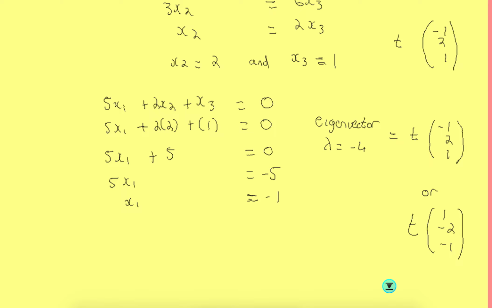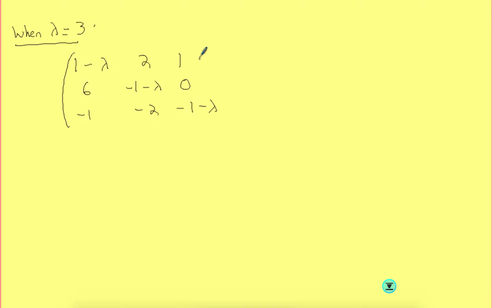Okay, let's do the last one. That is lambda equals 3. You'd think I've remembered the matrix by now, but I haven't. So we've got 1 take away lambda, 2, 1, 6, negative 1 take away lambda, 0, negative 1, negative 2, negative 1 take away lambda, times x1, x2, x3, is equal to 0.